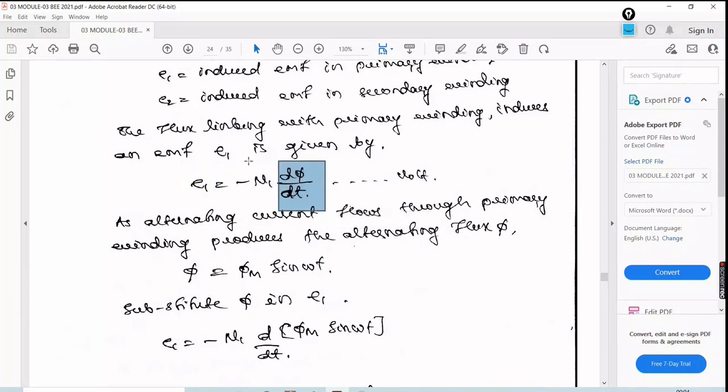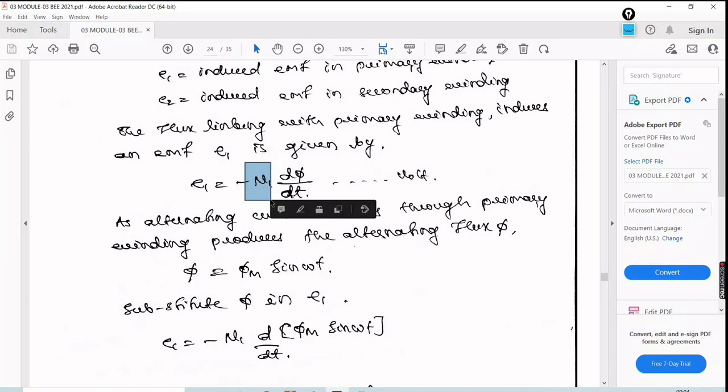The magnitude of the induced EMF is directly proportional to the rate of change of flux linkage with respect to that conductor. But here there will be N number of conductors. Because of that, E1 is equal to minus N1 into dφ by dt. Why is it negative? Because we are considering the EMF induced in the same coil, not in another coil. According to Lenz's law, the cause produced by the winding itself is opposite to the applied voltage, so the negative sign will be taken.